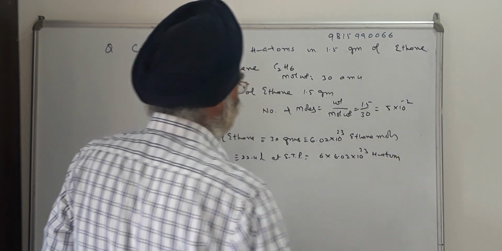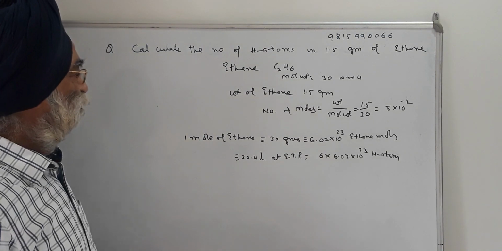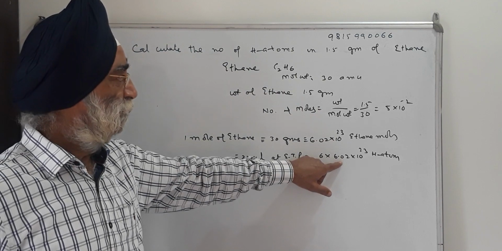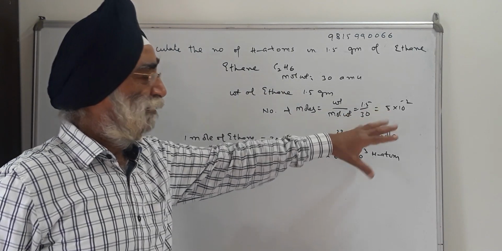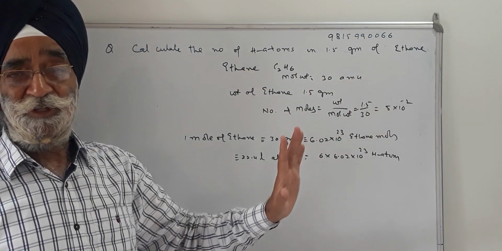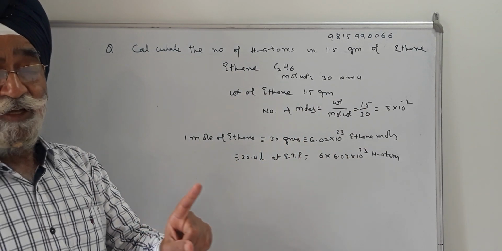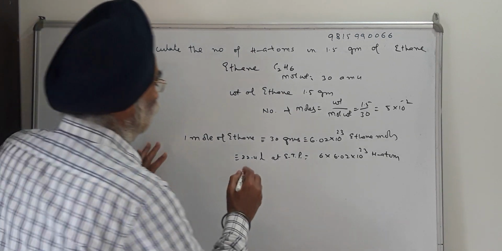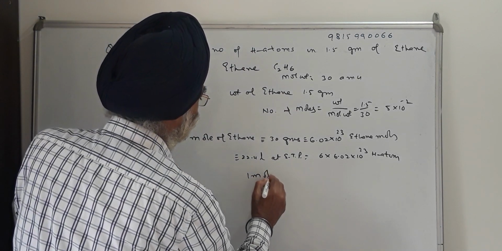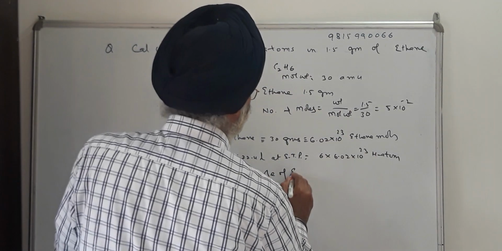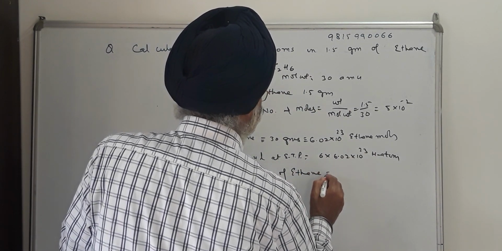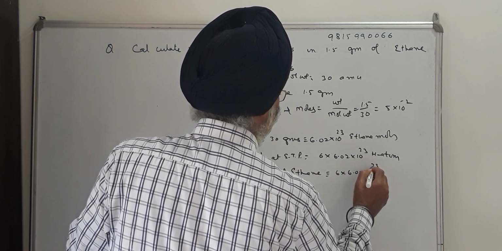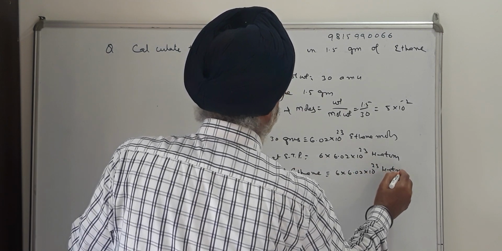The solution is crystal clear. 1 mole of ethane has this number of hydrogen atoms, and these moles will have how many hydrogen atoms? Question is finished. Every time it will take just one step to complete the calculations. 1 mole of ethane is equivalent to 6 into Avogadro's number of hydrogen atoms.